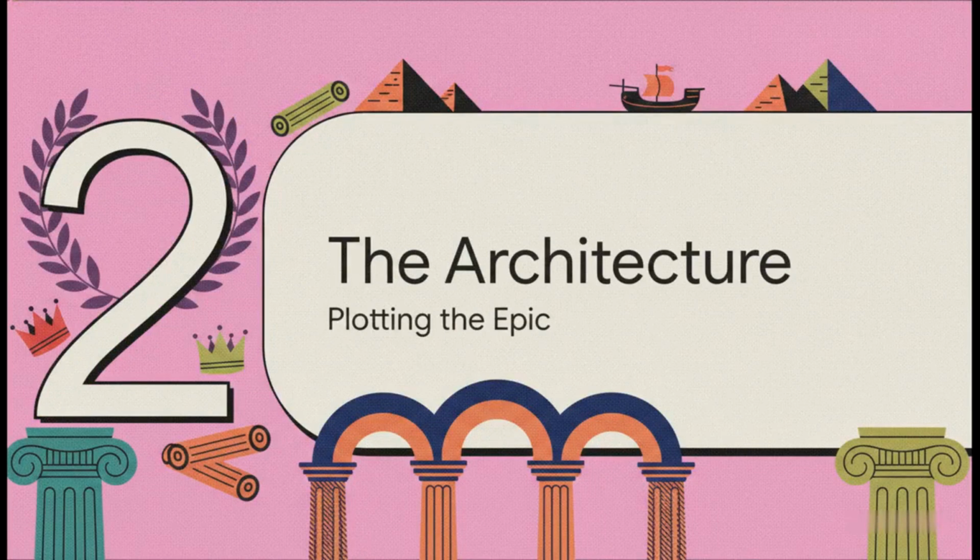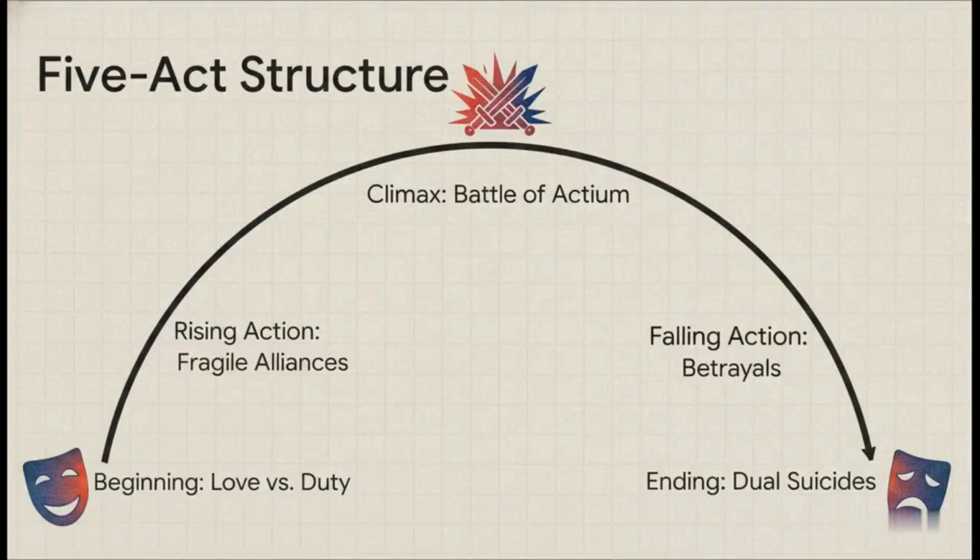Moving right along to part 2, the architecture, where we look at plot in the epic. You can really see the precise machinery Shakespeare built here across the 5 acts. We kick off with that initial tension between love and duty, we navigate these super fragile political alliances, we hit the climax, and then fall rapidly into betrayal and those infamous dual suicides. Notice the center point, the Battle of Actium. Make sure to know this, because it's a highly testable exam topic since it's the absolute hinge of the whole narrative.